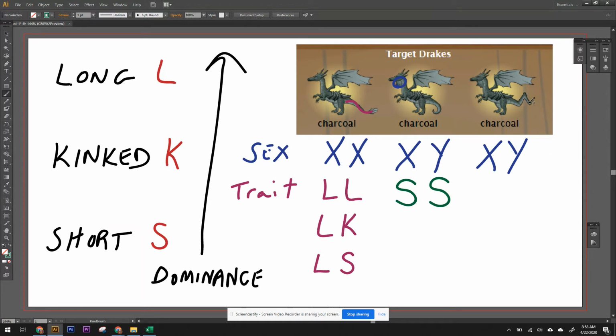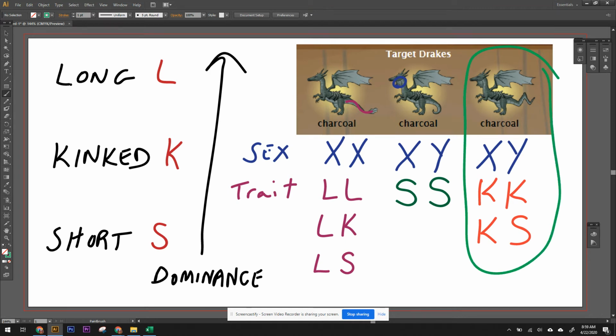And then the kinked tail, let's see. It's recessive to long tail, but dominant to short. So that means there'd be two possible genotypes for a kinked tail drake. It could be kinked, or kinked short. So I think I'll help you make this guy, and then you'll do these other two on your own. So let's go back to the Geniverse here. Let's see if we can do this.